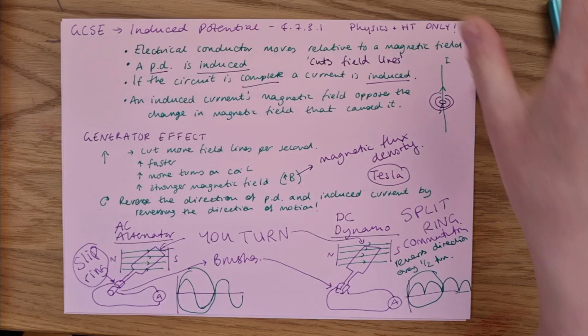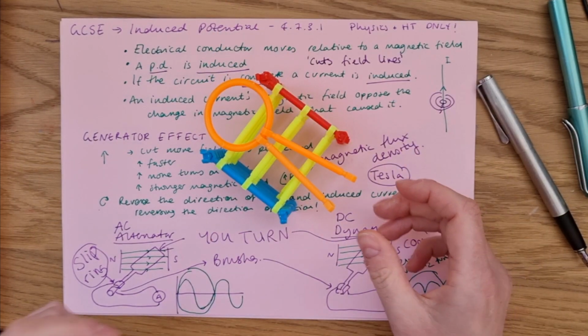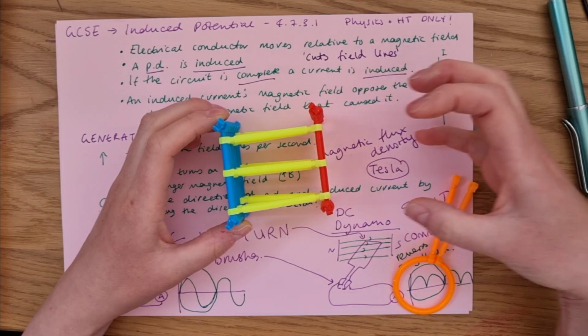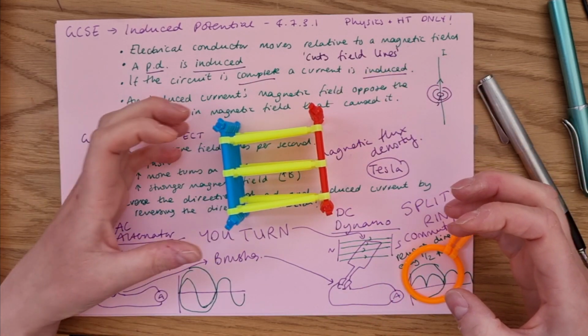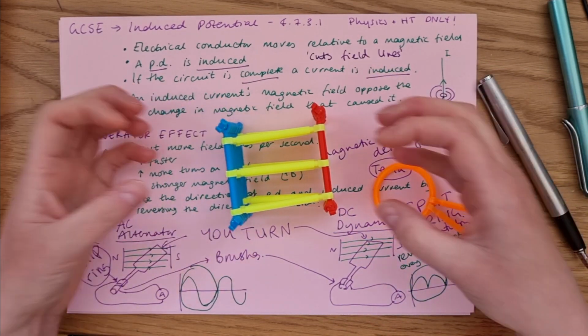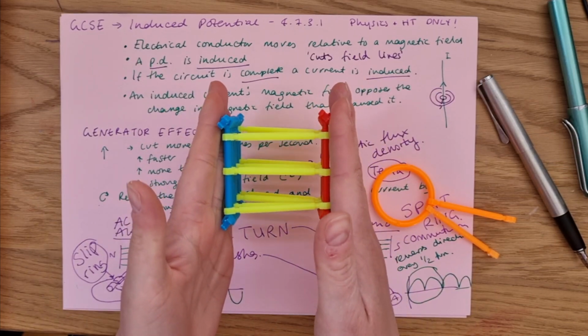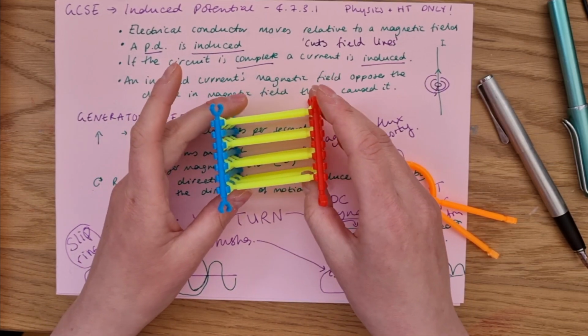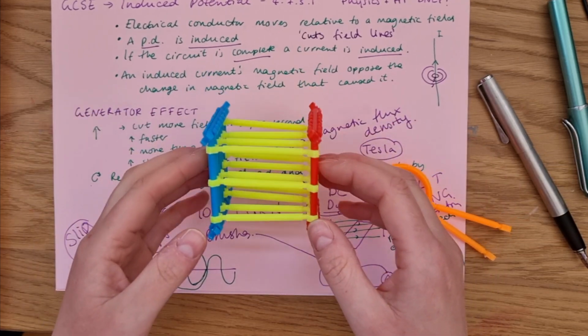Now, I've got a model of this, slightly upgraded from the one I made last time. This is my uniform magnetic field. So here there would be a north-south magnet, and here there would also be a north-south magnet. And then these are just the bits in between the two magnets that show the magnetic field. These yellow lines represent magnetic field lines. You can't actually see them. They're not visible, but they are there.